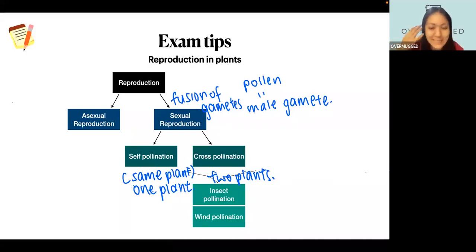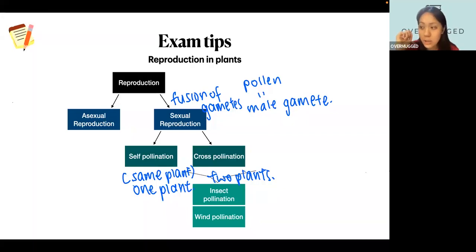So every time you see insect pollination or wind pollination, immediately link it to cross-pollination and then link it to sexual reproduction. If they ask you about genetic variation in insect pollination or wind pollination, you know it's cross-pollination, you know it's sexual reproduction, so the amount of genetic variation is definitely high. And then of course, after pollination, what will happen?